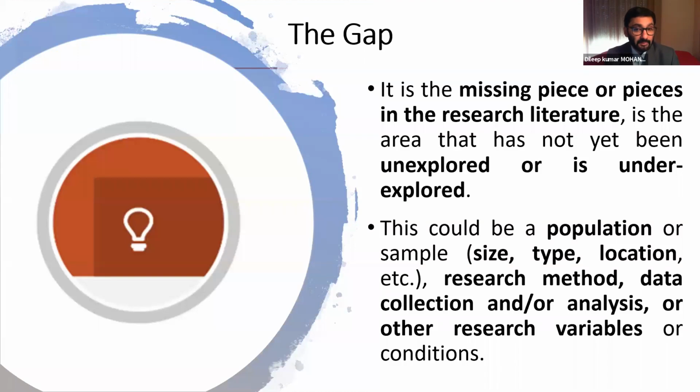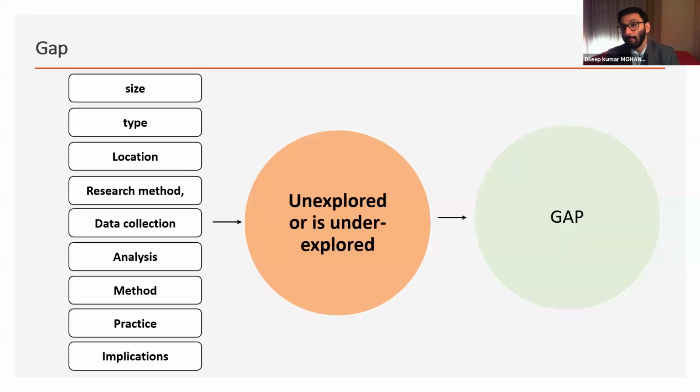So the gap is a missing piece or pieces in the research literature, an area that has not been explored or is underexplored. And this could be the population, sample, size, type, location, collection, analysis, or anything possible. Look at it this way: what is unexplored or underexplored? This is the question. What are you trying to fill?